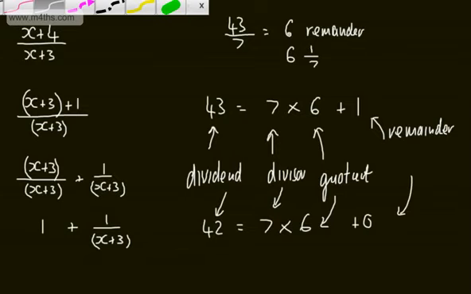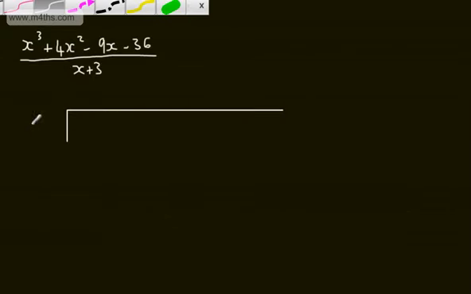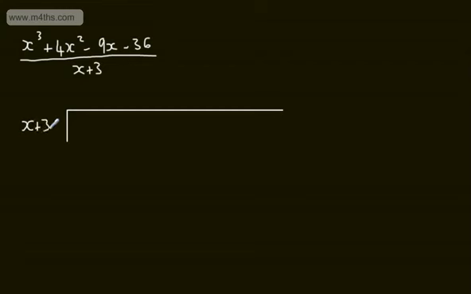What we do on the outside is have the x plus 3. So we say that this is the divisor. Inside, under this bar right here, we have the dividend, and that's going to be x cubed plus 4x squared minus 9x minus 36. So this is the divisor, this is the dividend. What we end up with on top is the quotient, and then what we end up with down the bottom is what we call the remainder. And I'll label these up as we go.